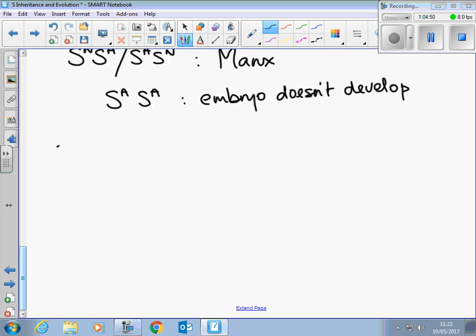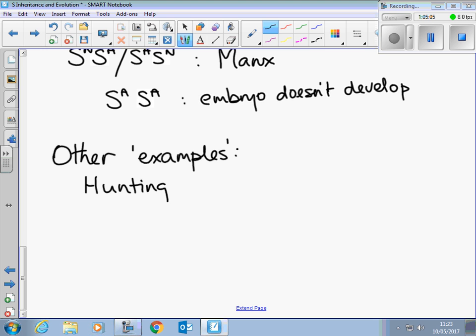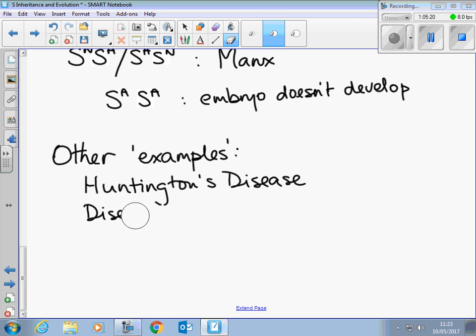Right? So other examples, they're not really examples per se, but other examples, I'll put Huntington's without saying any more about it. And then we've also got diseases. Oh no, I shouldn't put diseases, should I? I should put genotypes.